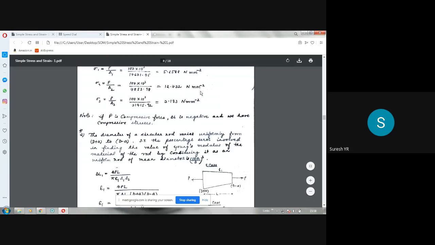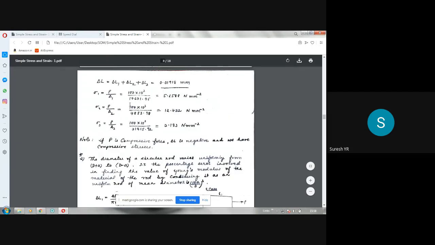If you observe these values, what you can say is, as the area increases, stress reduces. Here the force P remains the same in all three portions, but the diameter and area differ. When the area is less, since area is in the denominator, the stress will increase, 12.4 here. Here the area is more, 31,415 in the denominator. So when the area is more, stress will be less. You can see the values here.